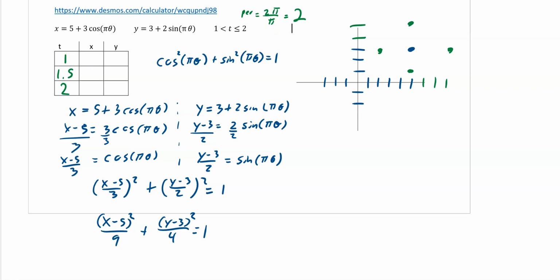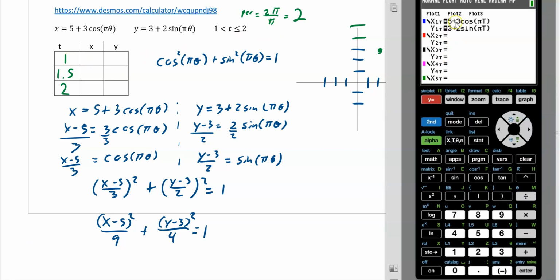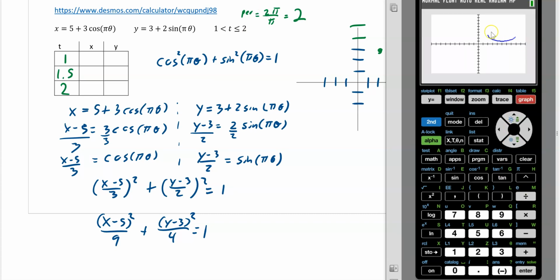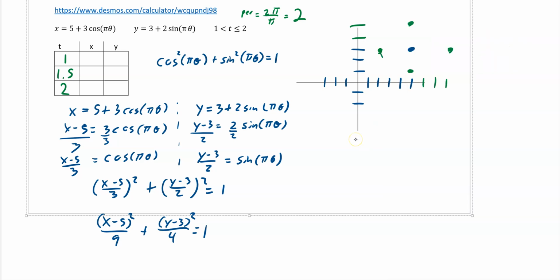All right, so let's see what we get with our calculator. So we plug them in for our x and our y. Then we go straight to our window and go, my t is between 1 and 2. And then we graph. And so you can see it's just that bottom happy face. So all we're going to be doing is connecting these two like that.